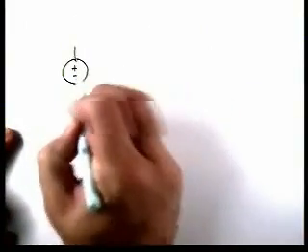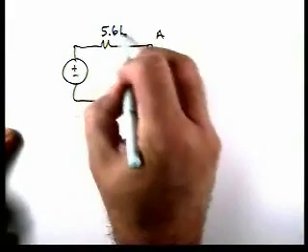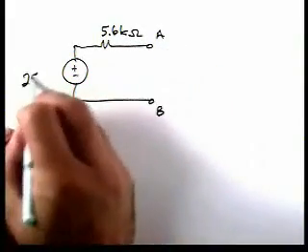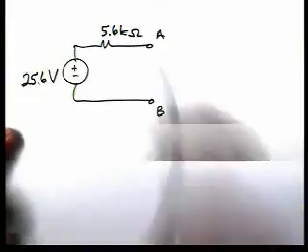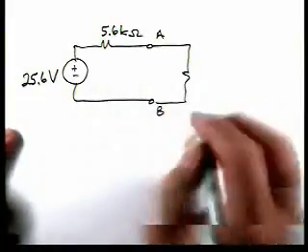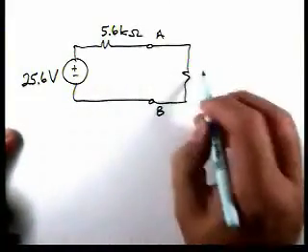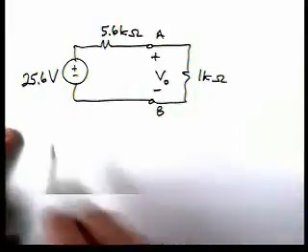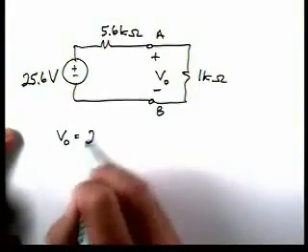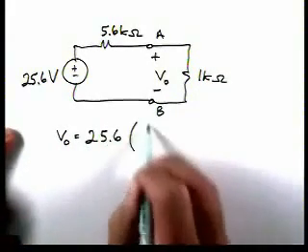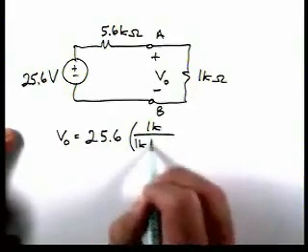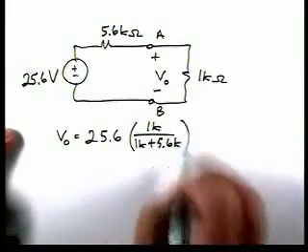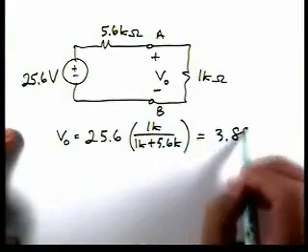Our Thevenin equivalent then: R Thevenin is 5.6 kiloohms, and the open circuit voltage is 25.6 volts. Now we're going to hook up the 1 kilo ohm resistor and calculate the voltage V0. We can do this by voltage division. So 25.6 times 1K over 1K plus 5.6K gives us 3.88 volts.